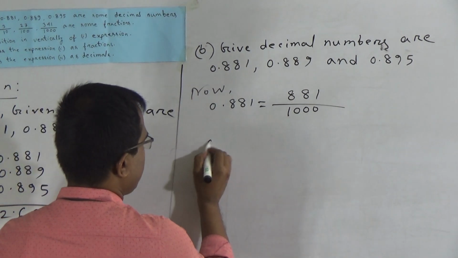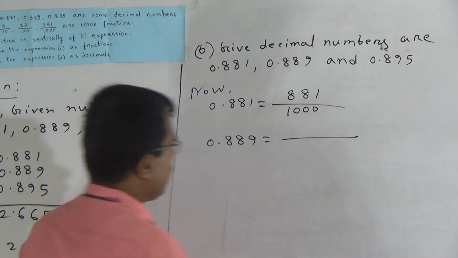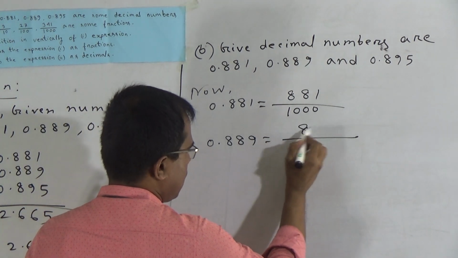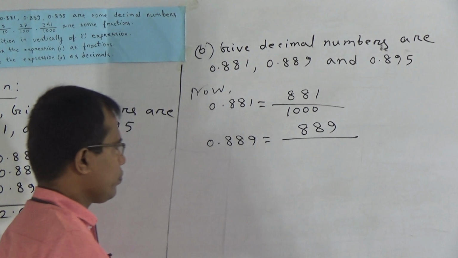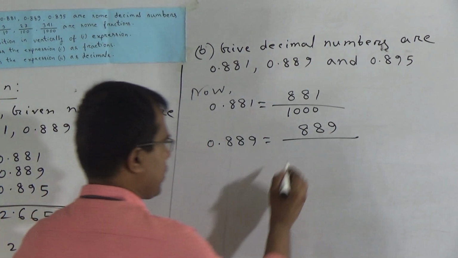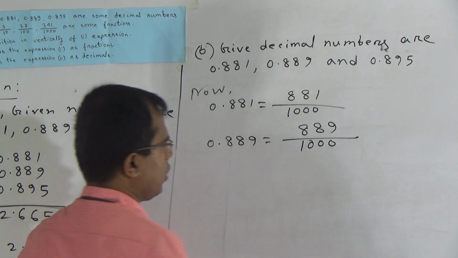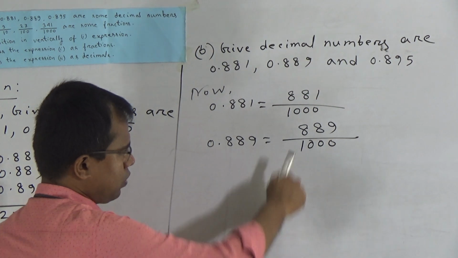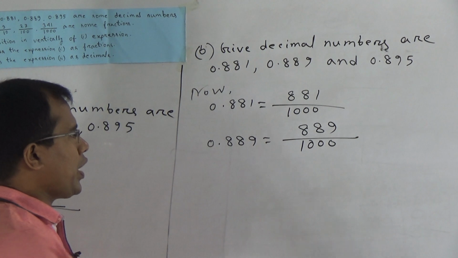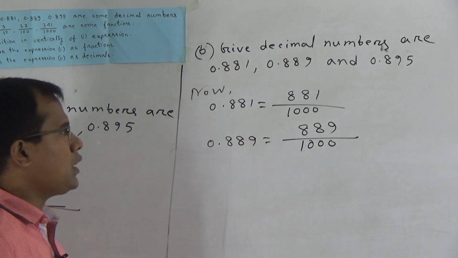Now 0.889 is equal to, here 889 you have to write as numerator, and after the decimal sign here 3 places exist. So at first you have to write 1 and we have to give now 3 zeros. 1, 2, 3. That means 889 by 1000 is the fractional form of 0.889.